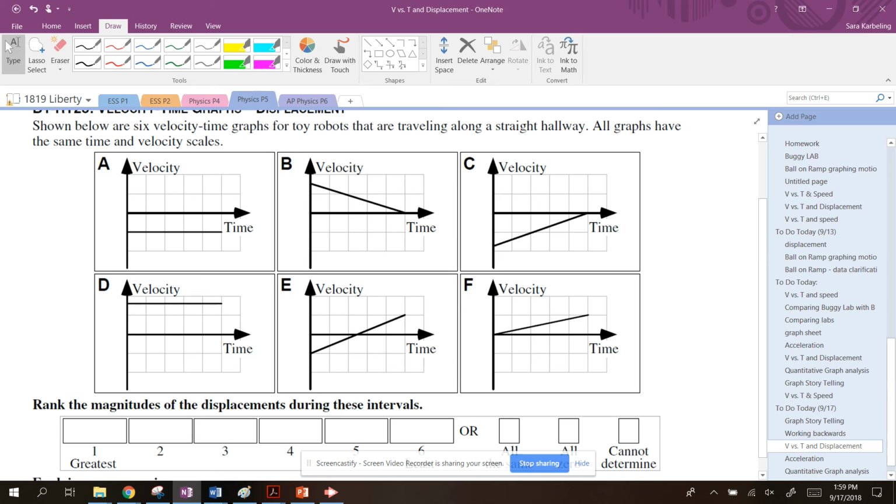All right. Take a look at this. It says, shown below are 6 velocity versus time graphs. Some of them should look familiar because I just pulled them off of this. For toy robots that are traveling along a straight hallway. All graphs have the same time and velocity scales. It says, rank the magnitude of the displacement during the interval. Go. Go, go, go. Do this, please.